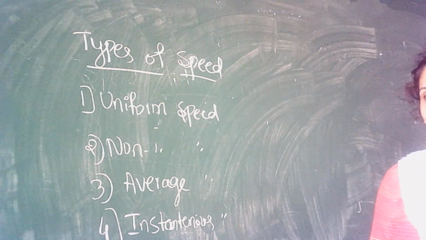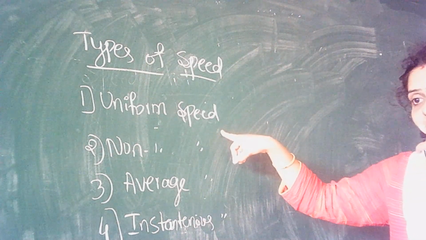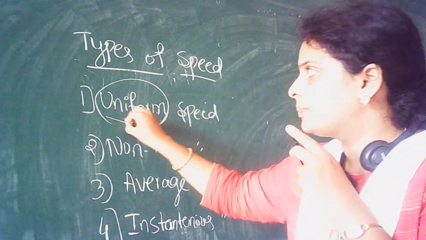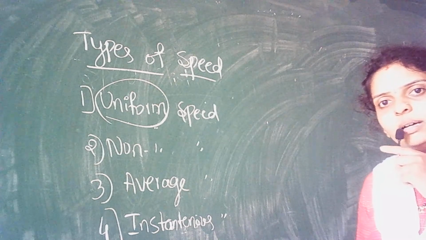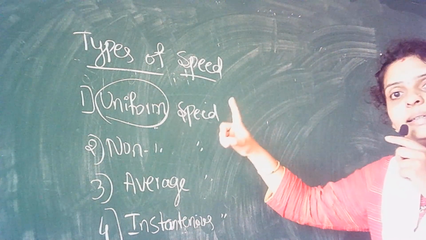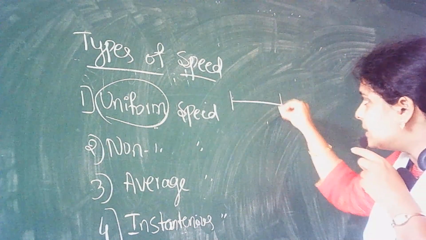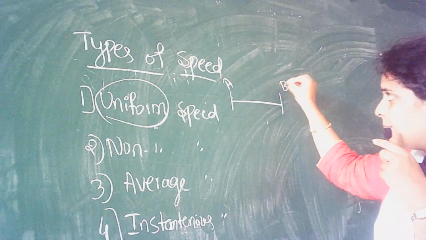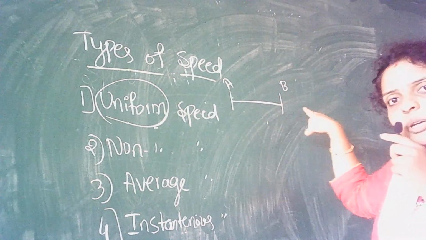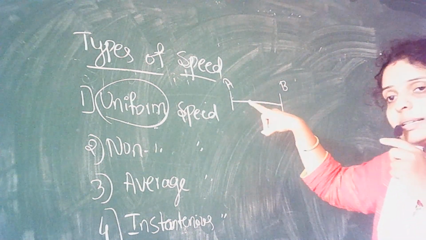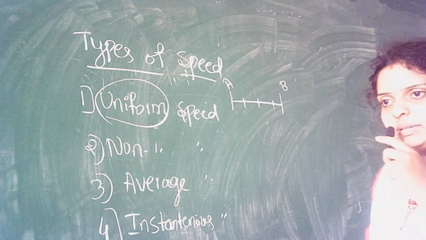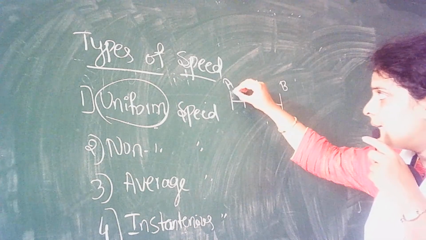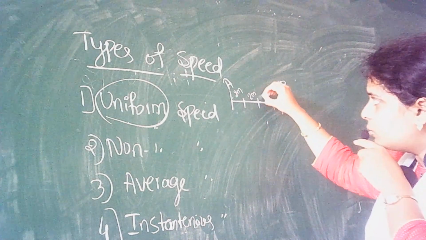So uniform speed, as the name indicates, uniform means equal here. What is equal? Equal distance and time. Again I consider the same example, AB. A is the initial point, B is the final point. When a person is traveling from point A to B, I'll make equal intervals. Equal intervals in the sense, distance covered I'll take everywhere 2 meters.